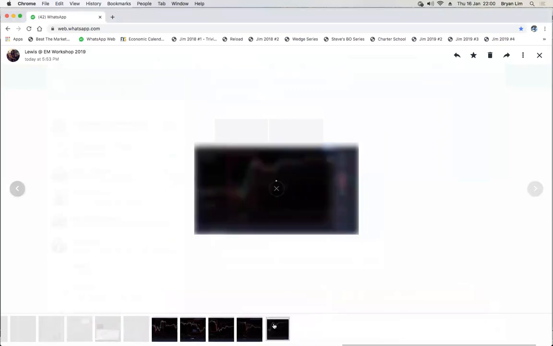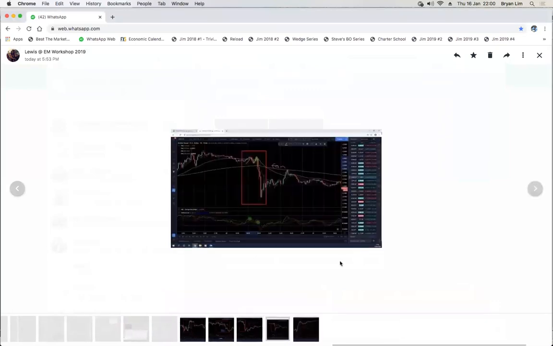Yeah, because the TDI is not clear either. The TDI is really unclear. So, no, that's okay, mate. Yeah, try to use templates, please, on MT4.